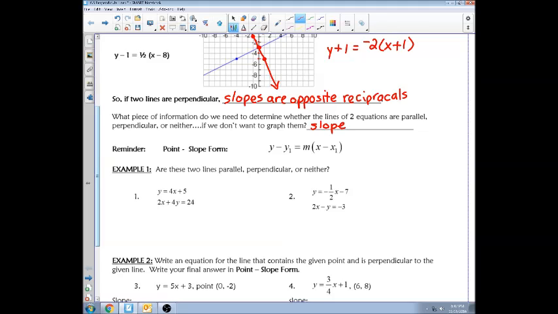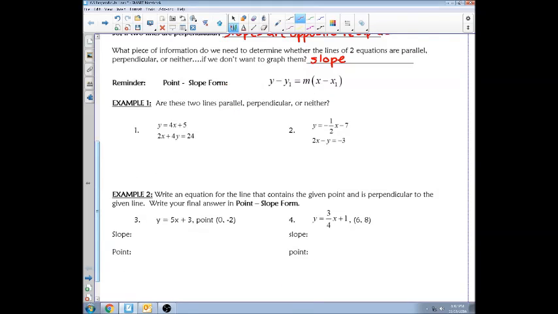So a reminder on point-slope form, hopefully you don't need it at this point, but it's y minus y1 equals the slope times x minus x1. So are these two lines parallel, perpendicular, or neither? Well, the easiest way to tell the slope is in the top equation, where our slope would be 4. So this slope is positive 4.